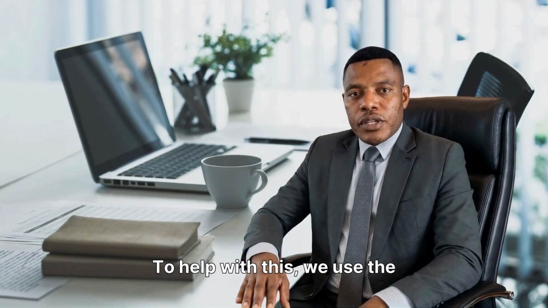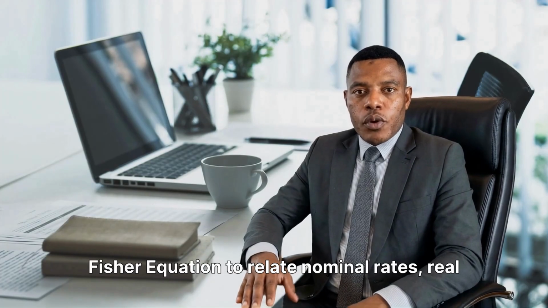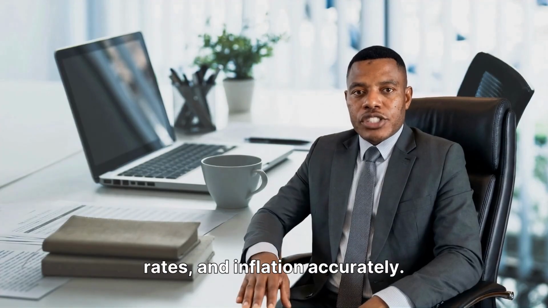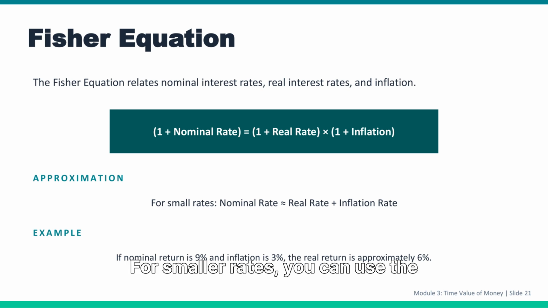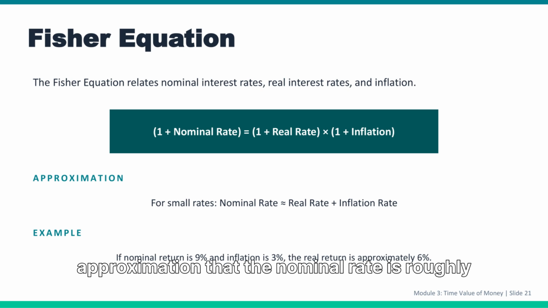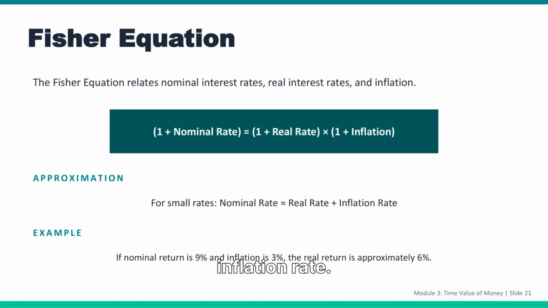To help with this, we use the Fisher equation to relate nominal rates, real rates, and inflation accurately. The Fisher equation provides the exact relationship. For smaller rates, you can use the approximation that the nominal rate is roughly equal to the real rate plus the inflation rate. It's a quick way to check your real progress.